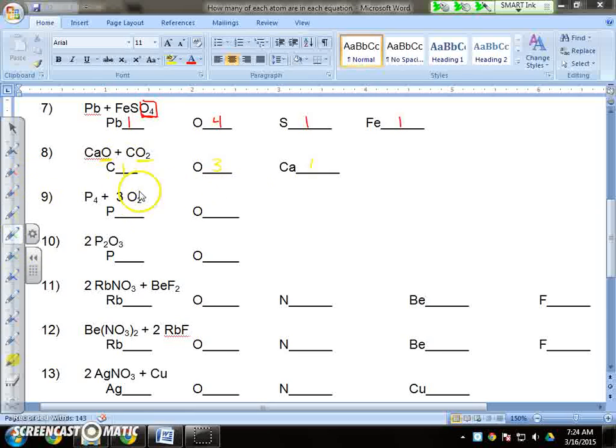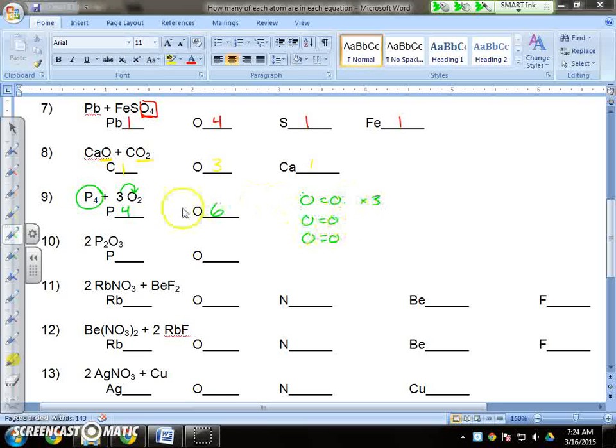For number 9, P4 plus 3O2. I know that there's nothing crazy going on with that P. There's simply 4 of them. And in terms of the oxygen, it's going to be 3 O2 molecules. So we're going to go through and we're going to have 6 of those. And again, what that's showing is I've got an oxygen, an oxygen, and an oxygen. And again, obviously there would be valence electrons on each of those. So we'll just say that times 3.